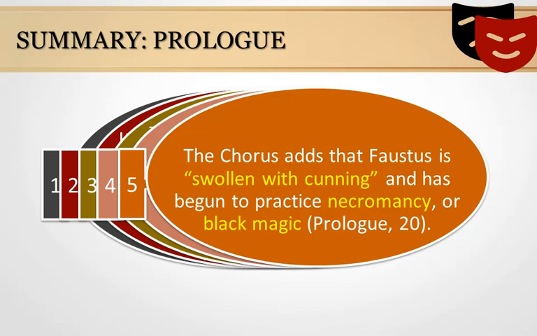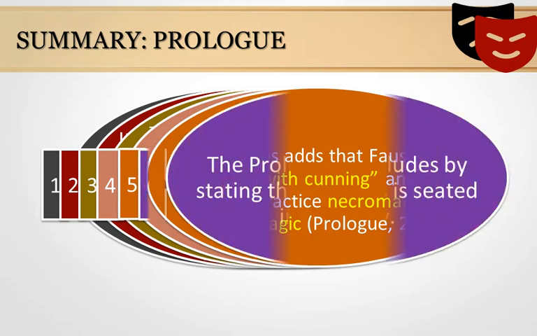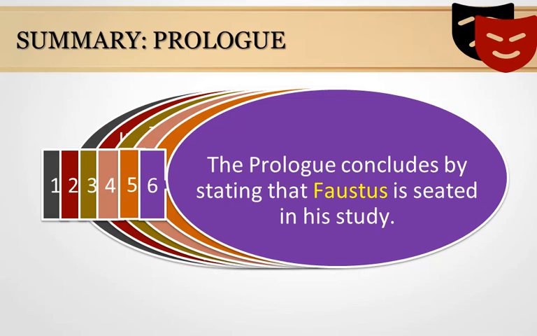The prologue concludes by stating that Faustus is seated in his study. So, the prologue, as we have said before, is the beginning or exposition to the play. It introduces the main character, who is Dr. Faustus, his background, his family, his education, and even his career. The chorus makes it clear that Dr. Faustus transformed from the study of divinity into black magic or necromancy.